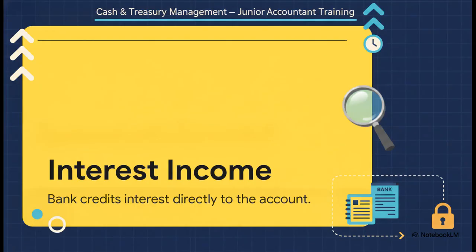And wrapping up our top 4, we have interest income. Just like fees, the bank credits interest directly to your account at the end of the month. But we haven't recorded this income in the general ledger yet because, well, we don't know the exact amount until we review the bank statement. We can't just guess, so this leaves the bank balance temporarily higher than the books.